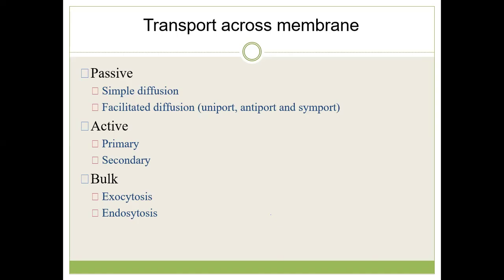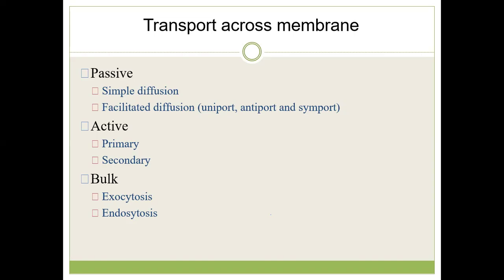We say there are three methods. There is passive, there is active, there is bulk. In passive, simply the transportation of substances in or out of the cell membrane that does not involve energy. Rather, it only involves a diffusion process. And we say this diffusion process is classified into two. It could be simple diffusion or facilitated diffusion.